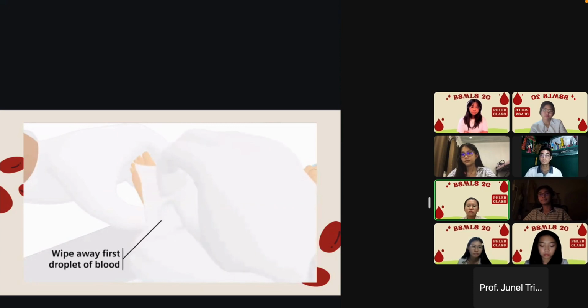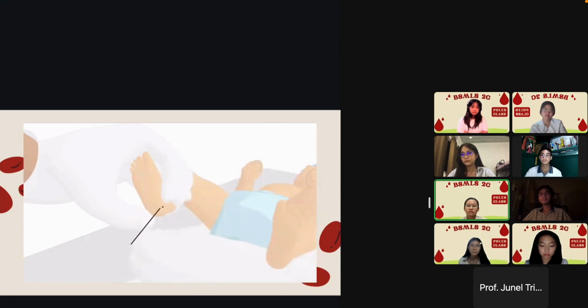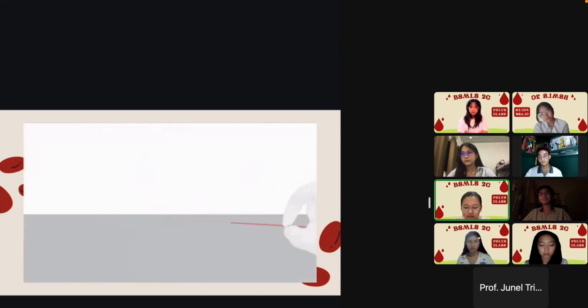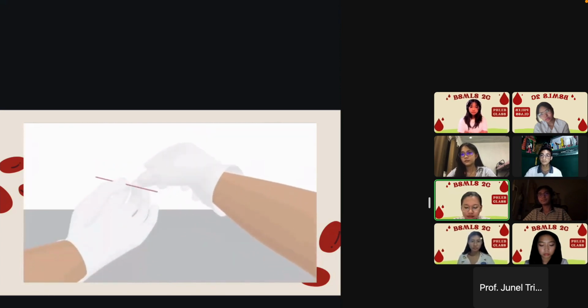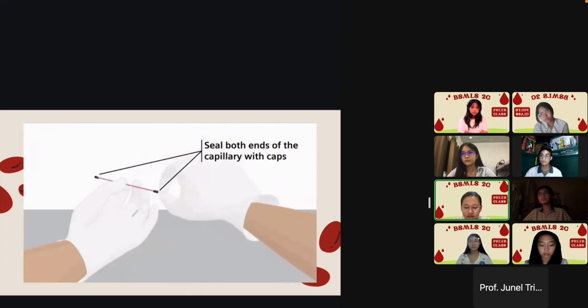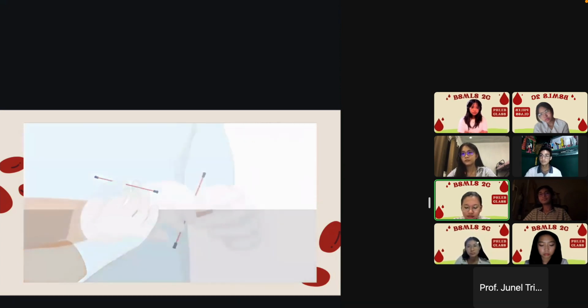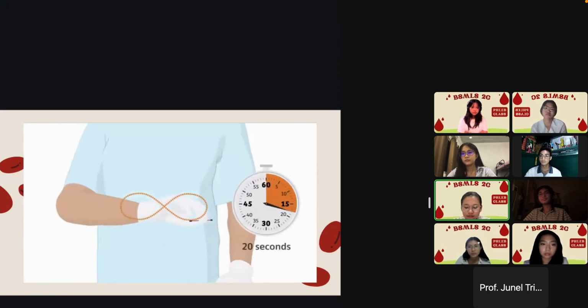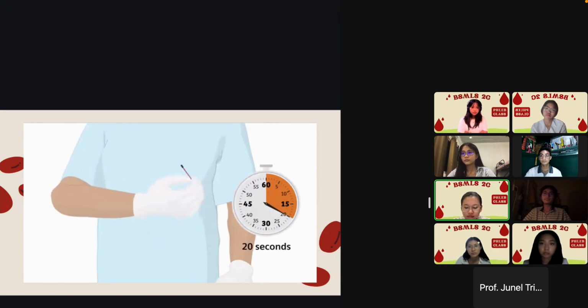Wipe away the first droplet of blood. Place the tip of the capillary sampling device in the center of the blood droplet and allow it to fill the capillary as rapidly as possible without air bubbles. Fill the capillary tube completely with blood that contains no air bubbles. Seal both ends of the capillary with the capillary caps. Apply pressure to the collection site and bandage the heel. Mix the sample thoroughly by rotating your wrist back and forth for a minimum of 20 seconds. This helps to dissolve the heparin and minimize clot formation in the capillary.